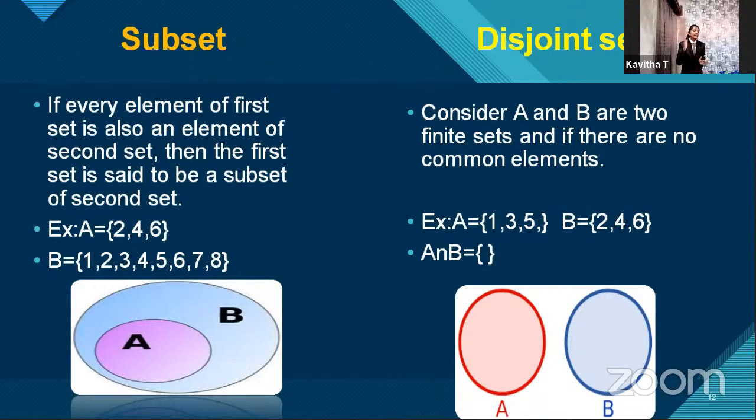Okay, next, disjoint sets. Consider A and B as two finite sets with no common elements. Disjoint means different elements. Here we have an example. Set A contains 1, 3, 5 and B contains 2, 4, 6. You can observe here, can you find any common element? No, we can't find a common element. Okay, it is about disjoint sets.